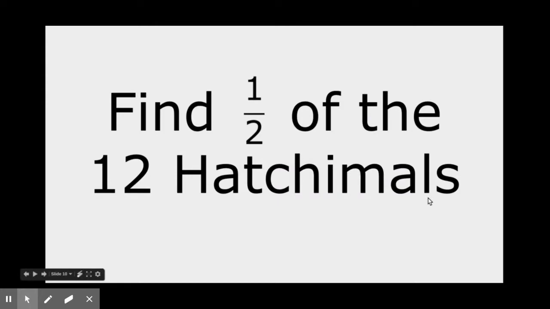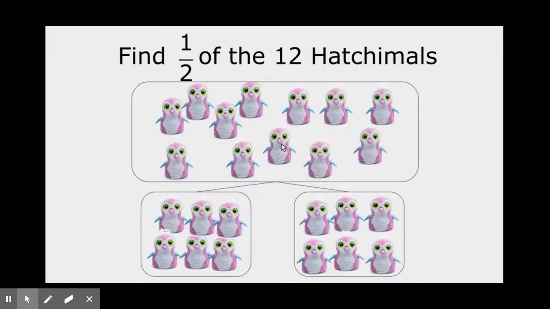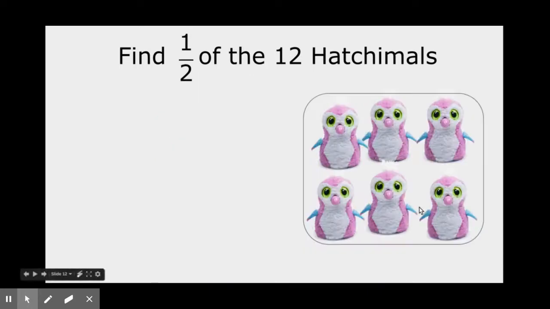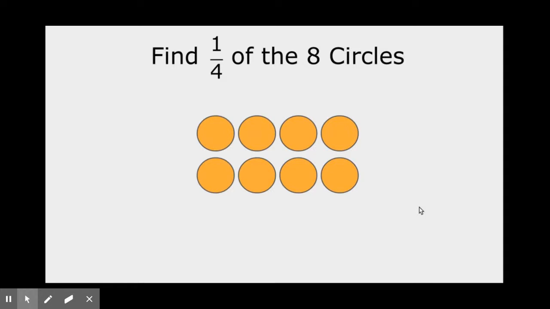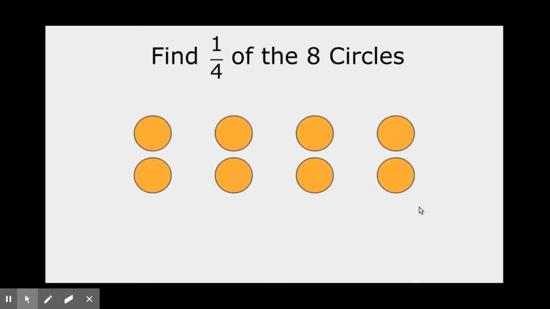Let's take a look at finding 1/2 of the 12 Hatchimals. Keep in mind the denominator of this unit fraction will determine how many groups we need. So we take the 12 Hatchimals and split them into 2 equal groups. How many Hatchimals are in one of those groups? 6. Let's go back to the 8 circles from the first slide. Find 1/4 of the 8 circles. I need to split these circles into 4 equal groups, and one of those groups contains 2 circles. So 1/4 of 8 is 2.